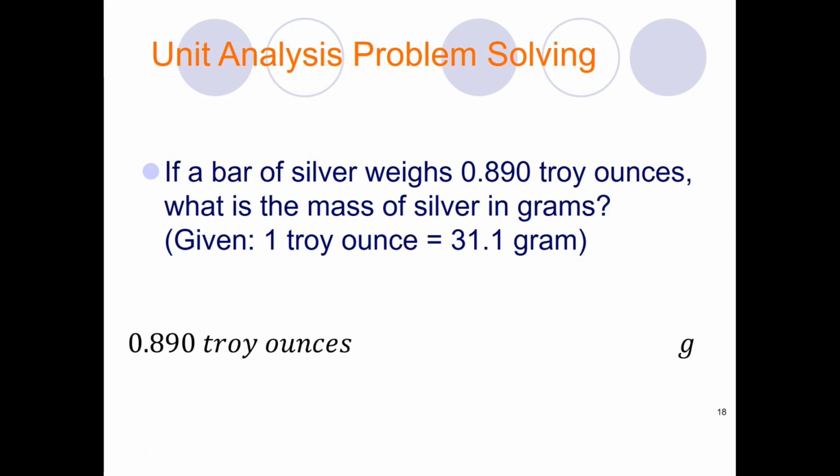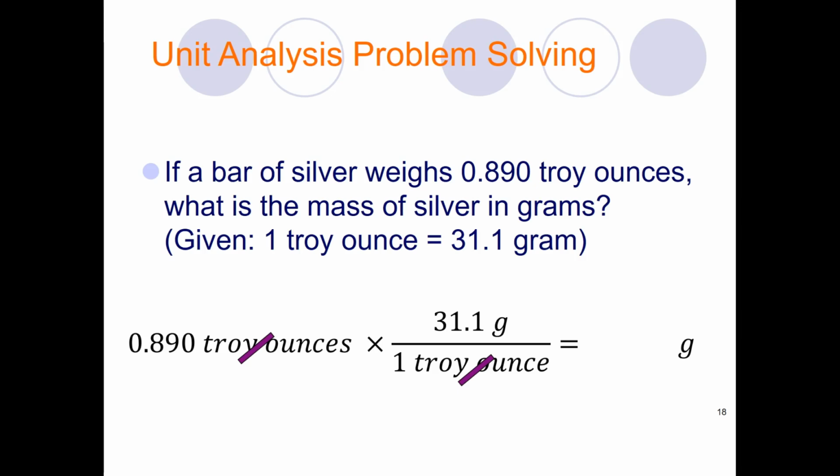Step 3, we have to set up our unit factor. So that's going to be 1 troy ounce equals 31.1 grams, but we have to decide what to put on top and what to put on the bottom. Since I'm starting with troy ounces, that's the unit on the left, and that's the unit that needs to go on the bottom of my unit factor. So I'm going to put 1 troy ounce on the bottom and 31.1 grams on the top, and I'm doing that so I can cancel out troy ounces. So in my calculator, I'm going to take 0.890 times 31.1 divided by 1.